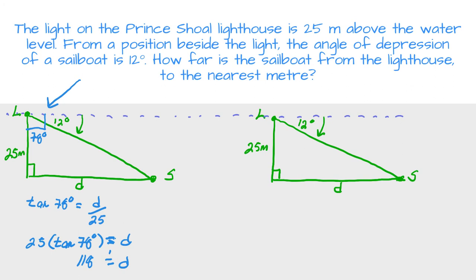Now I'm going to go about it a slightly different way. If this angle here is 12 degrees, we know that this angle here is also 12 degrees. If you draw yourself another parallel line here, you'll know that those two angles are equal. So now from 12 degrees, from S's perspective, I can say that tangent 12 degrees is equal to opposite over adjacent.